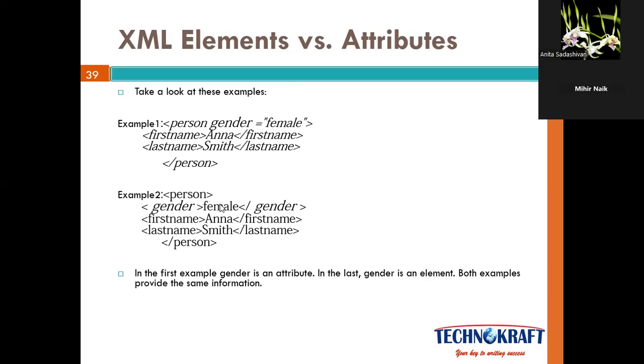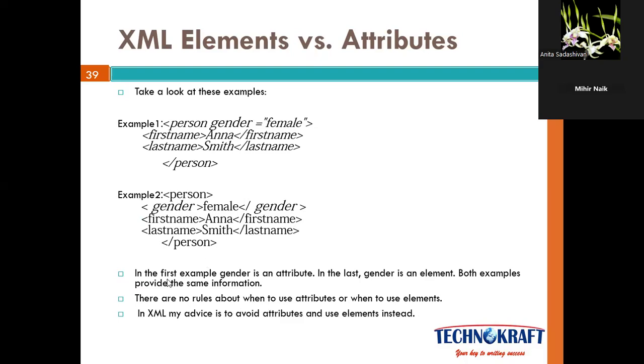Person, gender female, /gender, first name Anna, last name Smith, /person. So here you're giving gender as an independent tag, whereas in the first it is clubbed with person. So this is the element and this is the attribute. In the first example, gender is an attribute, and in the last, gender is an element. Both examples provide the same information.